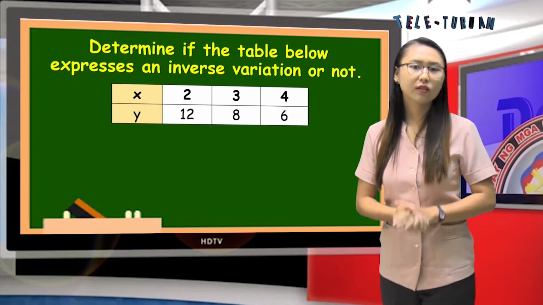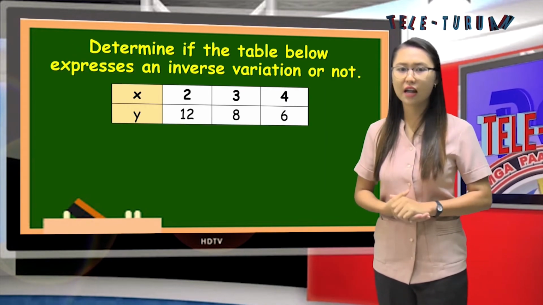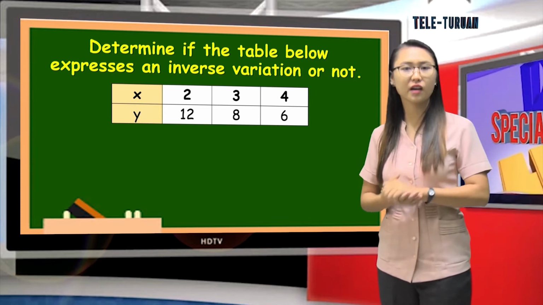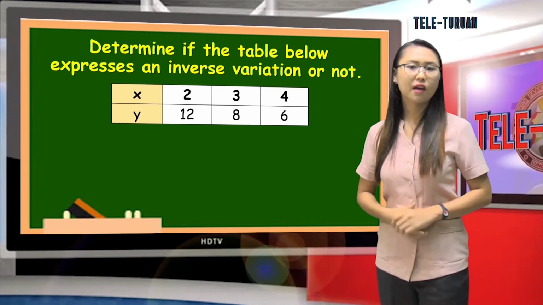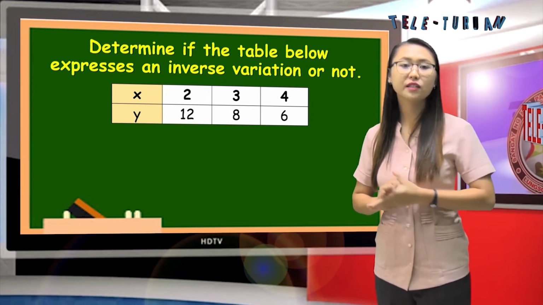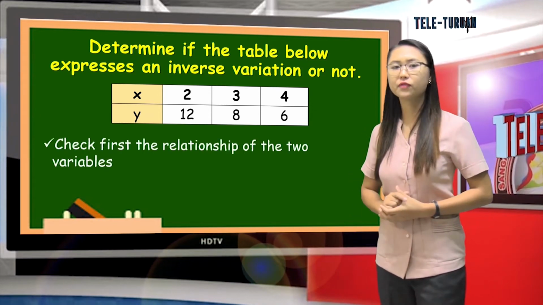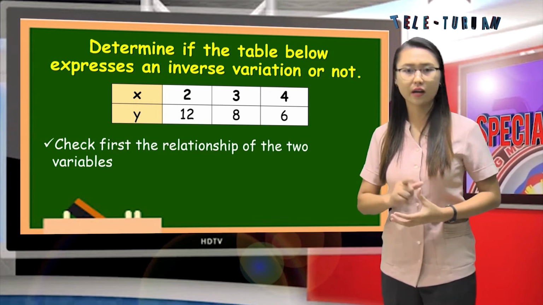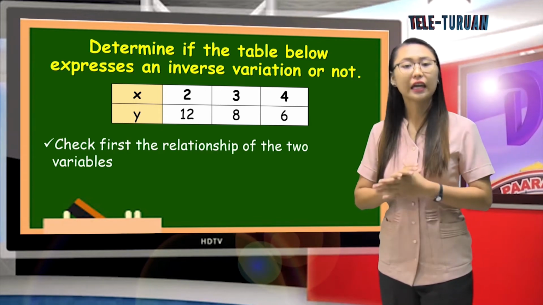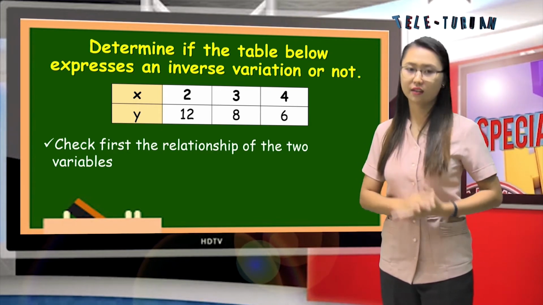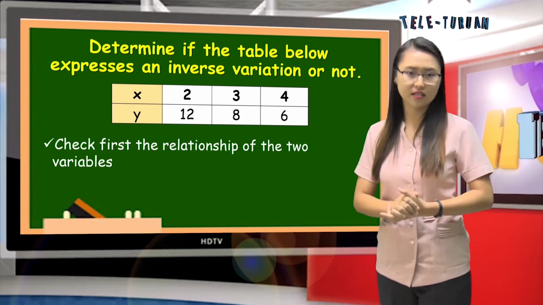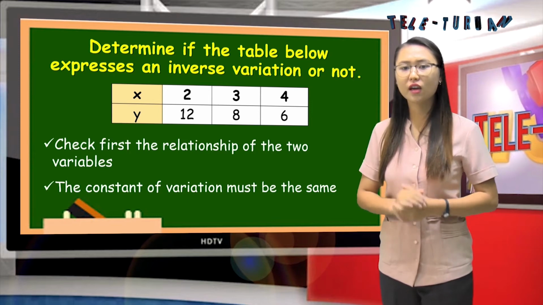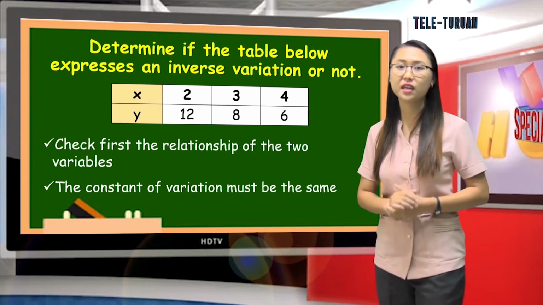Next, how to determine if the given table of values expresses an inverse variation or not. For us to determine if the table of values expresses an inverse variation, we must check first the relationship of the two variables. If x increases, y must decrease. Or if x decreases, y must increase. And the constant of variation of the given values must be the same.